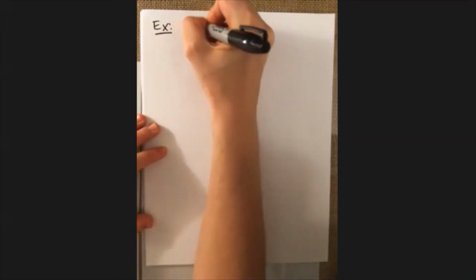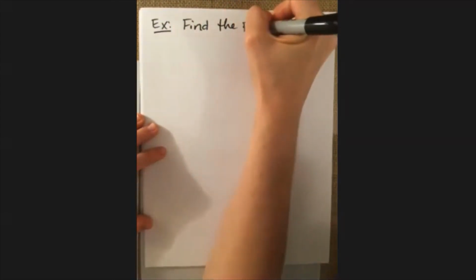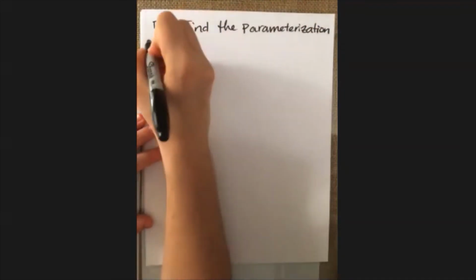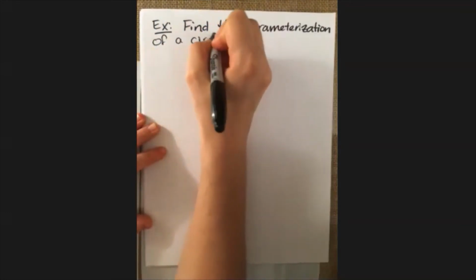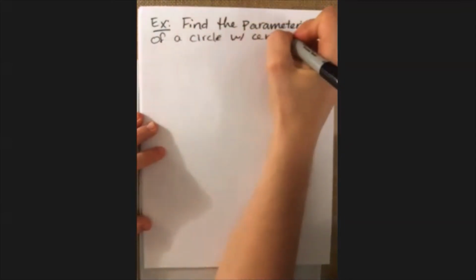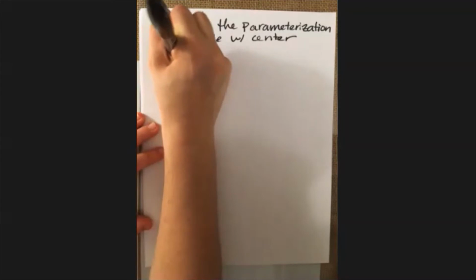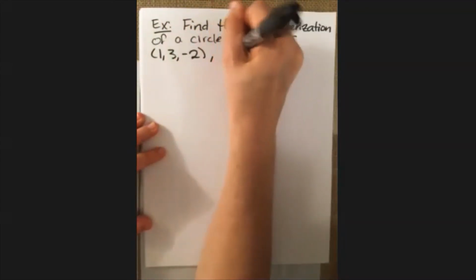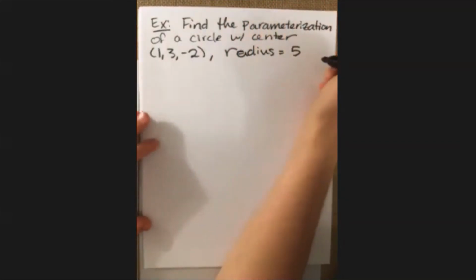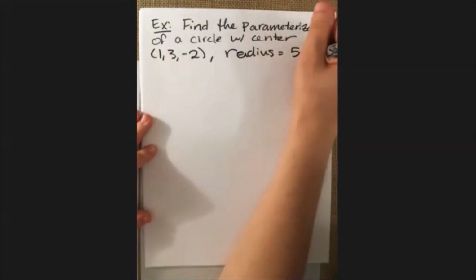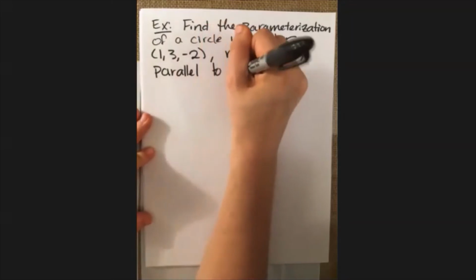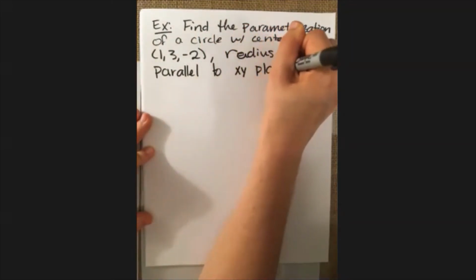So we're going to find the parameterization of a circle that has the center 1, 3, -2, and has radius equal to 5. And we have one more piece of information about this circle, that it is parallel to the xy plane. Okay.